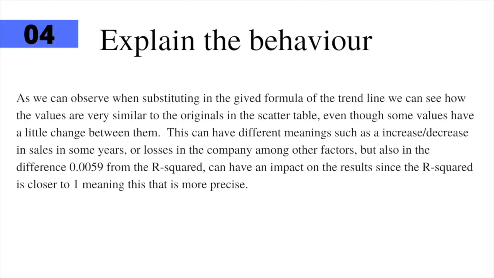As we can observe, when substituting in the given formula of the trend line, we can see how the values are very similar to the originals in the scatter table, even though some values have little changes between them. This can have different meanings, such as an increase or decrease in sales in some years, or losses in the company, among other factors, but also the difference of 0.0059 from the R squared can have an impact on the results, since R squared closer to 1 means it is more precise.